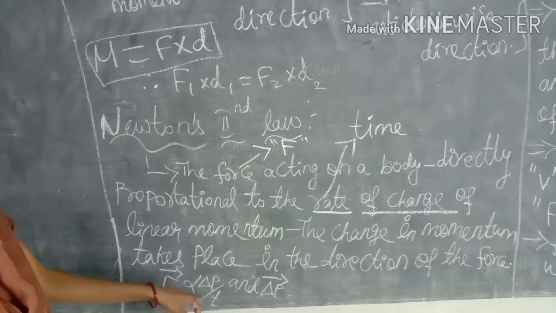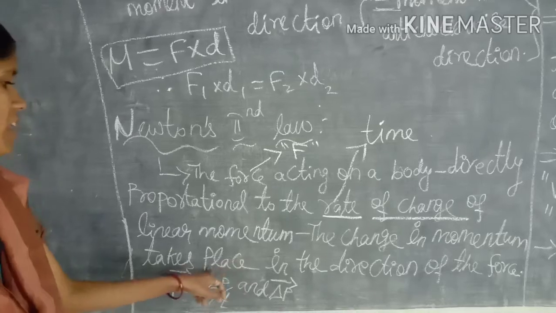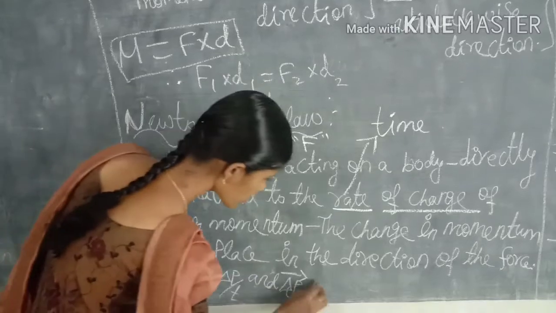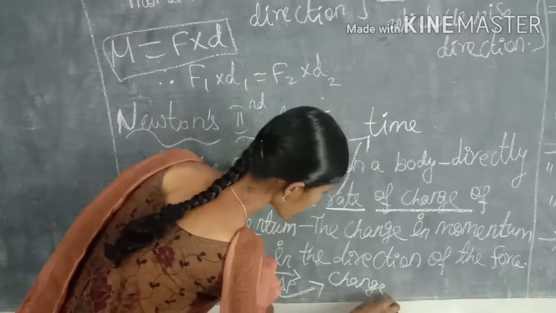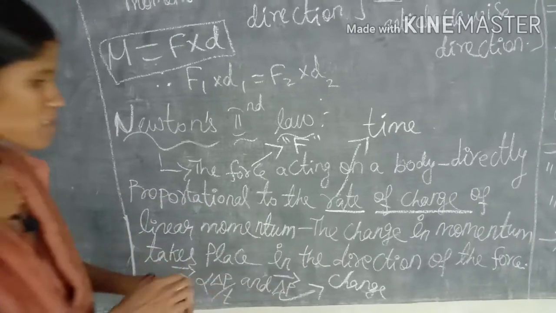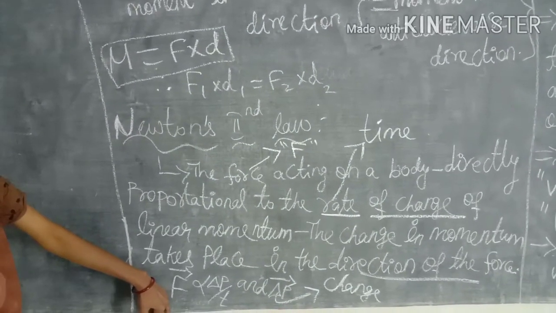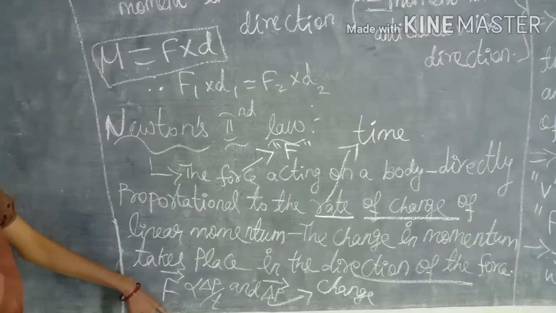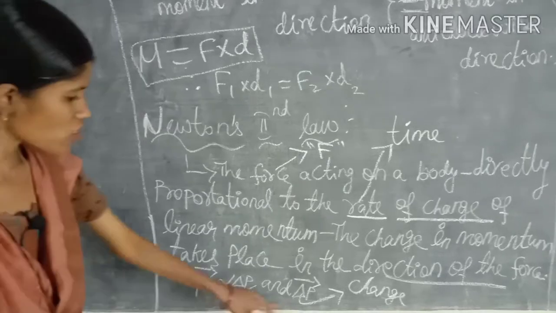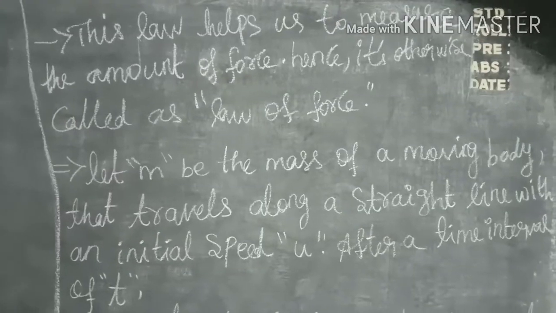So force is directly proportional to the rate of change of momentum. Del means change, so it is the change in momentum, and this change takes place in the direction of the force. That means whatever direction the force acts in, the change in linear momentum follows the same direction. So force and change in momentum are in the same direction. Okay students, so this law, which law?